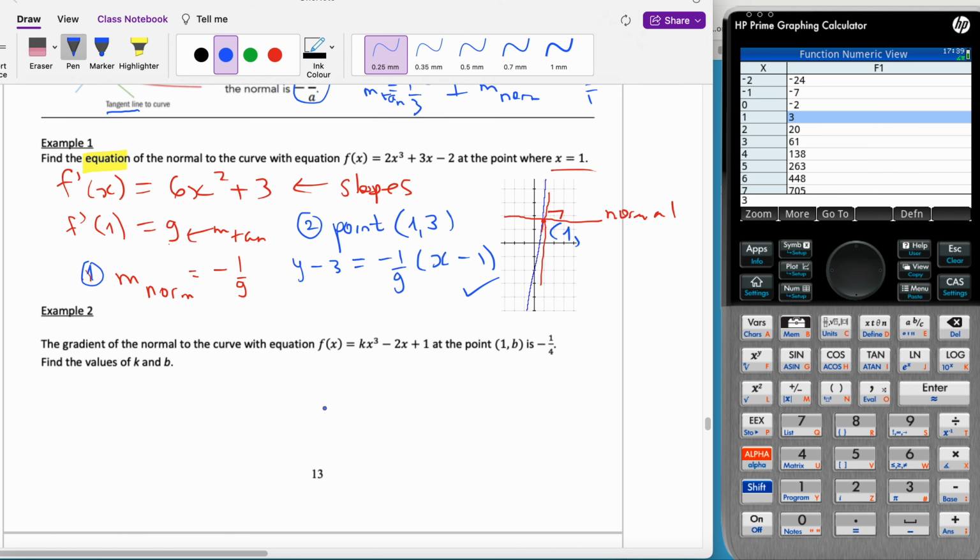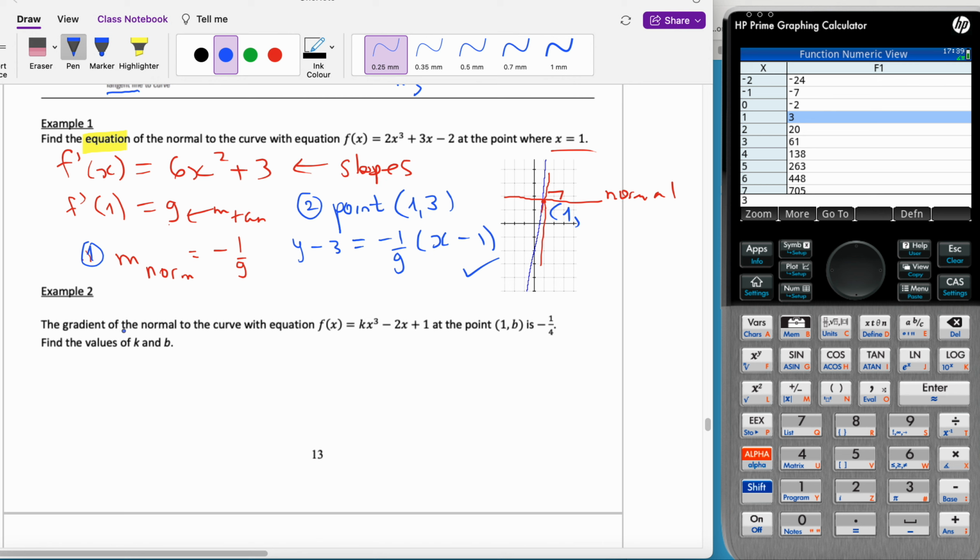Okay, the second one's a little bit trickier. The gradient of the normal to the curve at the point (1, b) is -1/4. So this is the slope of the normal. Solve for k and b. Alrighty, so you have some unknowns. Let's see if we can figure this out. Slope of the normal? I don't know. No idea.